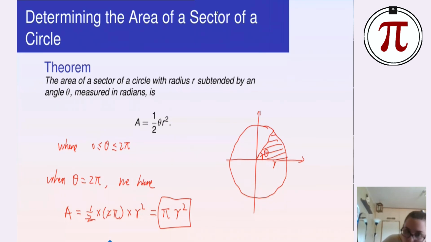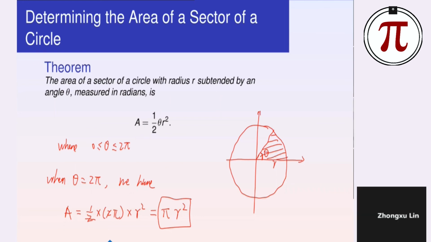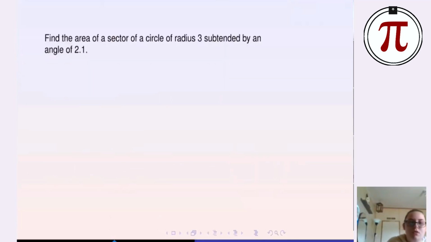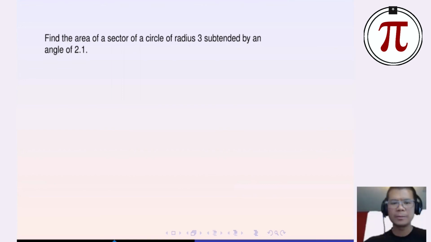Okay, very good. All right, now let's consider a question example. Are you guys ready for the example? I see Natalie is writing something. Let's move on to this one. Natalie, can you read it for us, please? Find the area of a sector of a circle of radius 3 subtended by an angle of 2.1. Very good. Go ahead and see if you can do this.